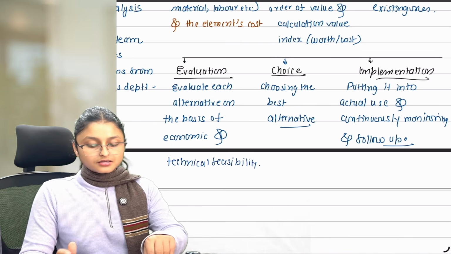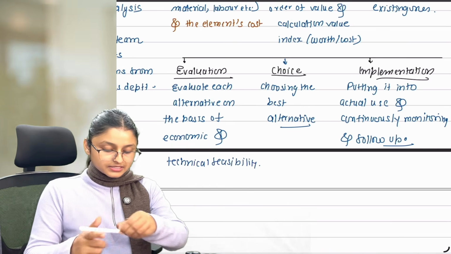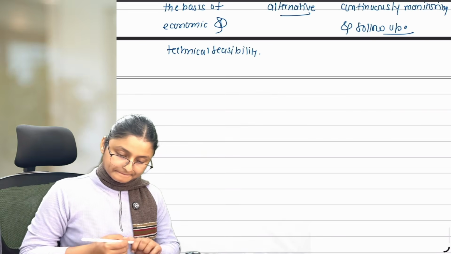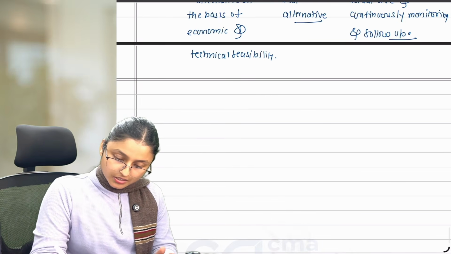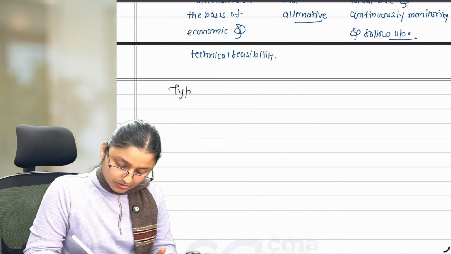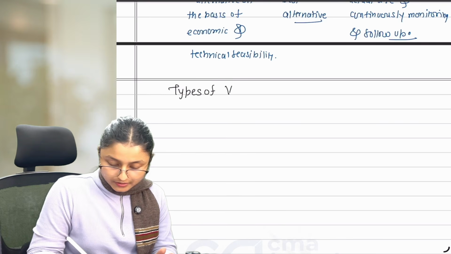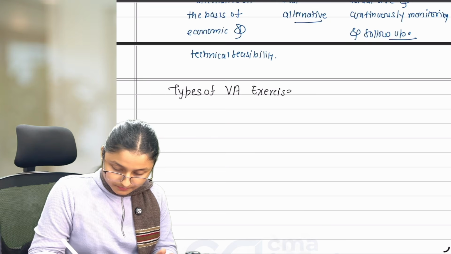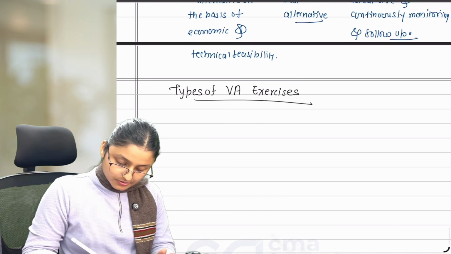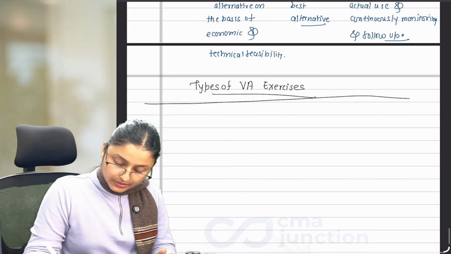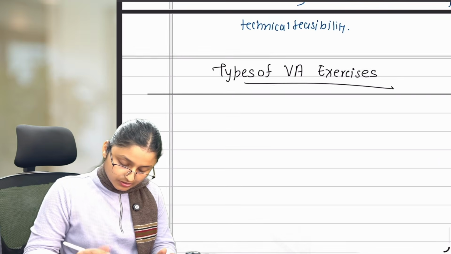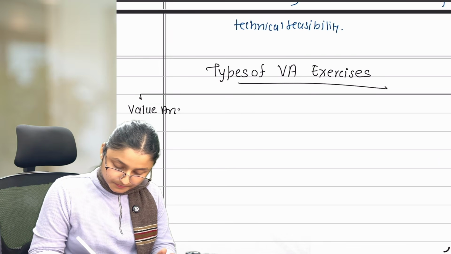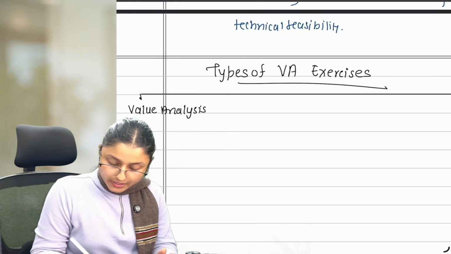Now let's write the types of value analysis exercises and value engineering. Write it down. Types of VA exercises. VA is value analysis. So we have 4 types of value analysis exercises. First is value analysis for existing products.